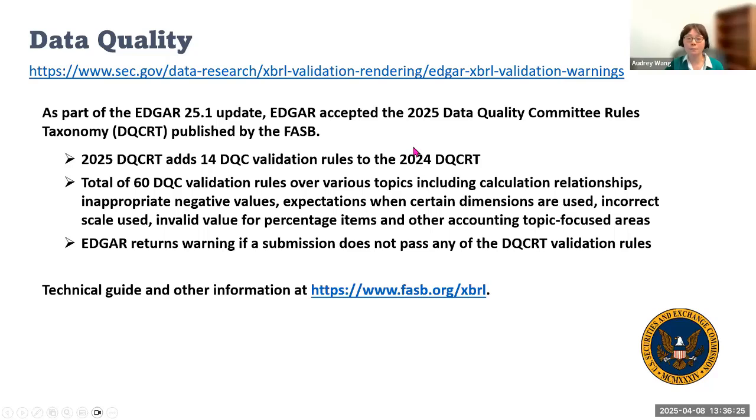When a filer makes a submission in EDGAR using the US GAAP taxonomy, the submission goes through all those validation rules. And if it fails any of those, EDGAR will return a warning. Filers can still make the submission, but staff would encourage all filers to review those warnings to ensure there isn't any correction needed for the tagging. The technical guide and other information on the DQCRT are available on the FASB's website for SBR taxonomies.